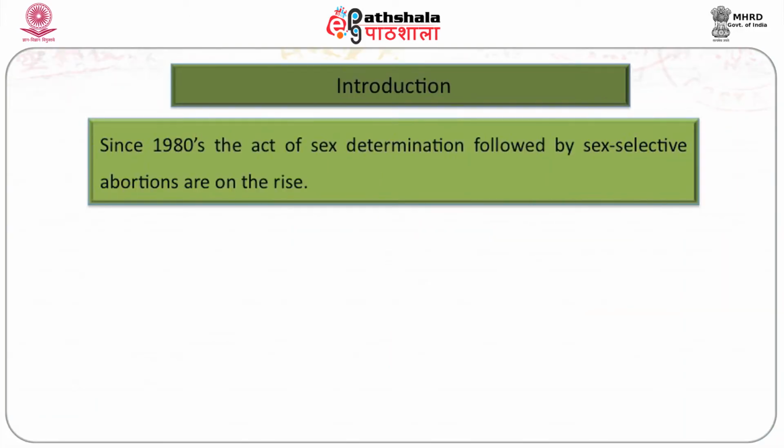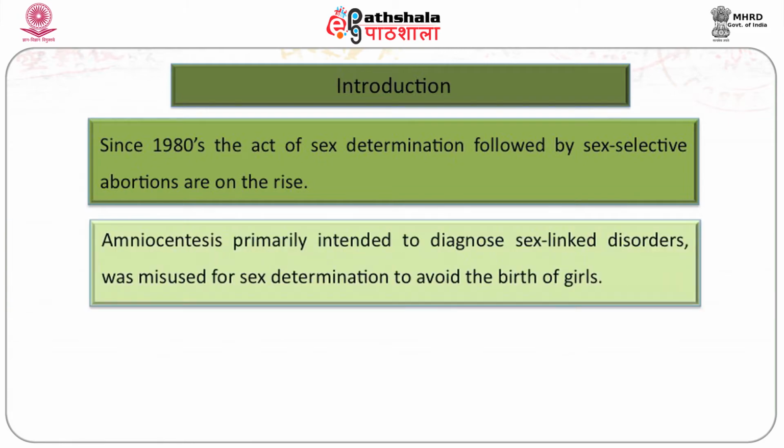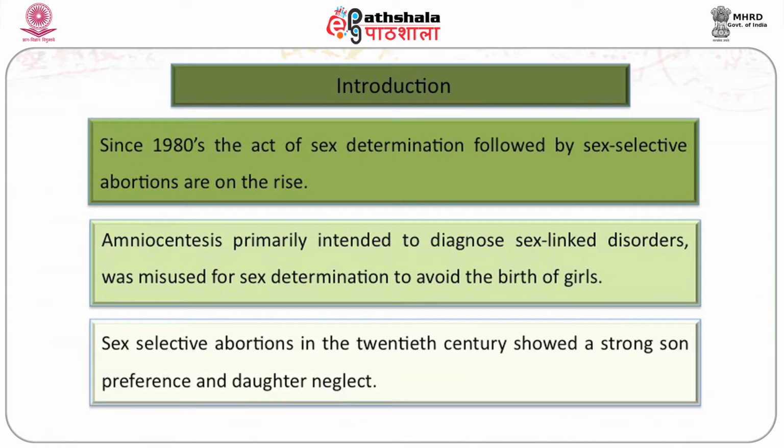Since the 1980s, the act of sex determination followed by sex-selective abortions has been on the rise. Amniocentesis, primarily intended to diagnose sex-linked disorders, was misused for sex determination to avoid the birth of girls. Sex-selective abortions in the 20th century showed a strong son preference and daughter neglect.